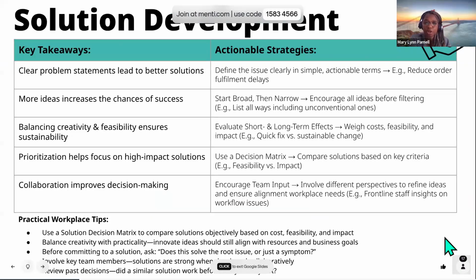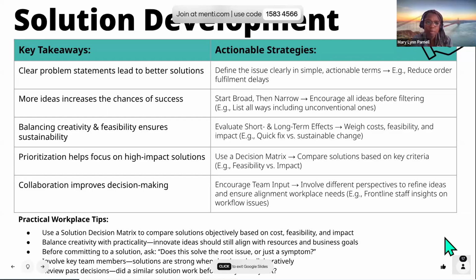So this is also brainstorming, starting broader, the big ideas, then narrowing down, encouraging all ideas before filtering them away, listing all the ways, including unconventional ones. So what does it look like to really foster an environment for creativity and ideas? Balancing, once we get all those creative ideas, we then have to balance creativity and feasibility to ensure sustainability. So really evaluating short and long-term effects. Remember with some of the matrices that we have, either weighing our costs, our feasibility, our impact, and really figuring out what's a quick fix versus what's a sustainable change.